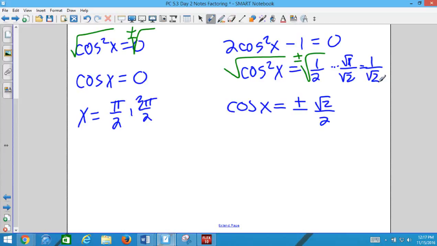So where is cosine square root of 2 over 2? 5 pi over 4. So all pi over 4s, right? So all 4 of them. Yep. So we'll have 6 total answers.